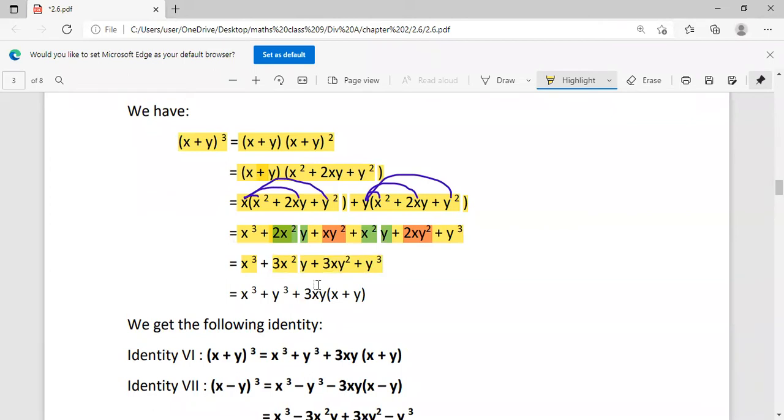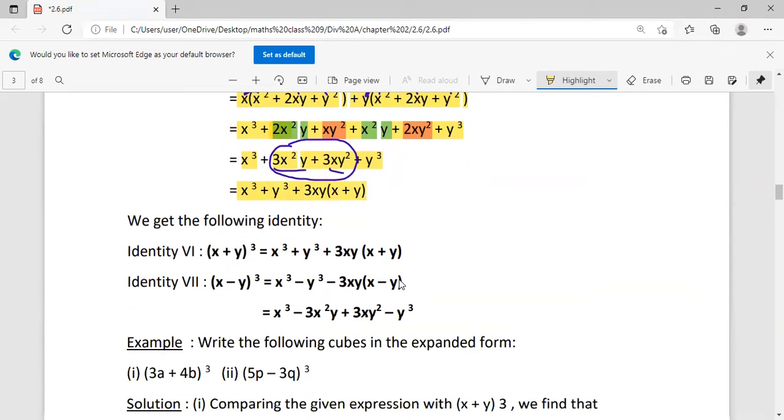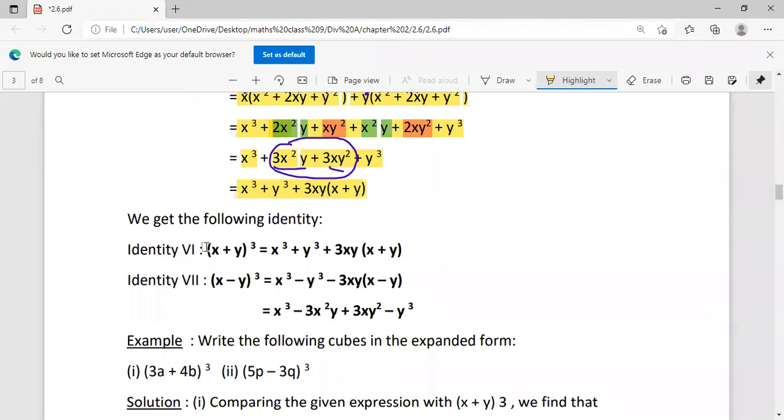Okay. And we can take a common from the middle two terms. See here, you can take 3xy as a common. So we can write it as x cube plus y cube plus the remaining 3xy into x plus y. So our sixth identity is x plus y whole cube is equal to x cube plus y cube plus 3xy into x plus y. Are you okay? Yes, sir.